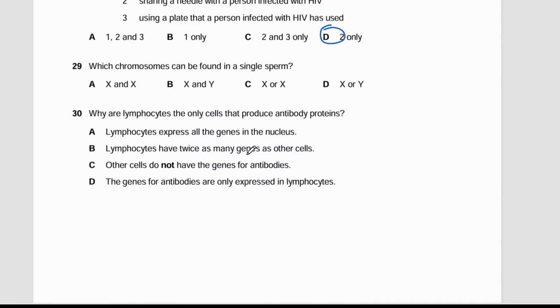Which chromosomes can be found in a single sperm? X and Y both can be present. X or Y, not X and Y, because it's haploid. Okay, what are lymphocytes? The only cells that produce antibody proteins. Why are lymphocytes the only cells that produce antibody proteins?